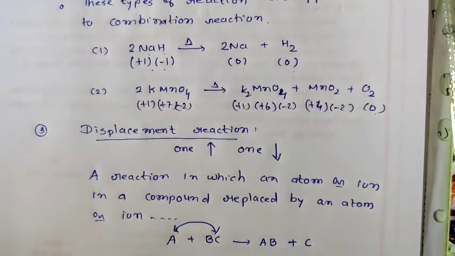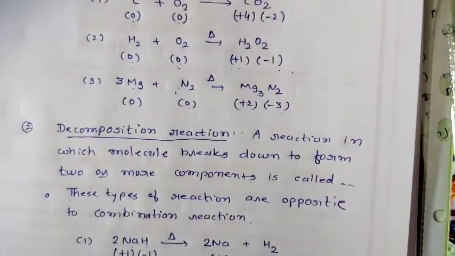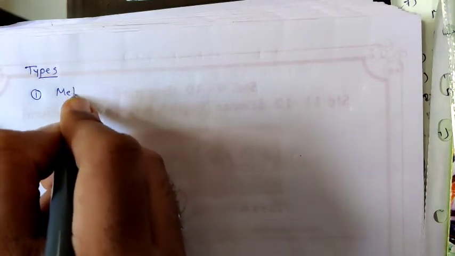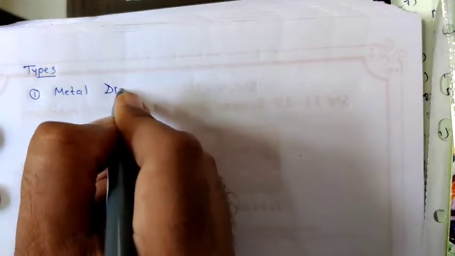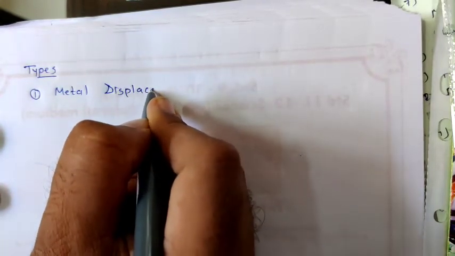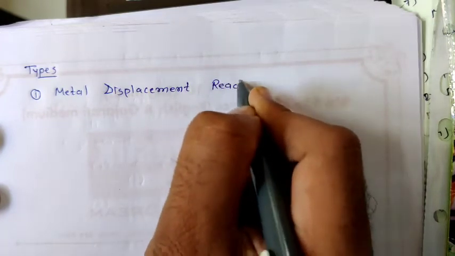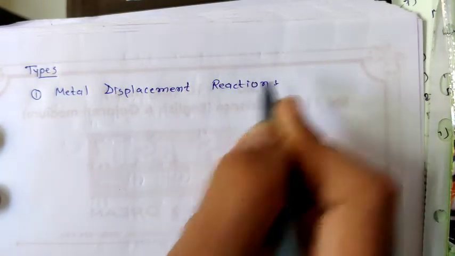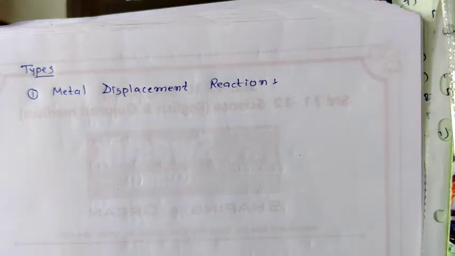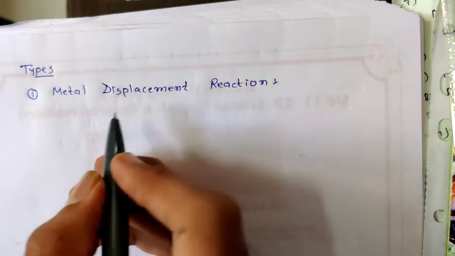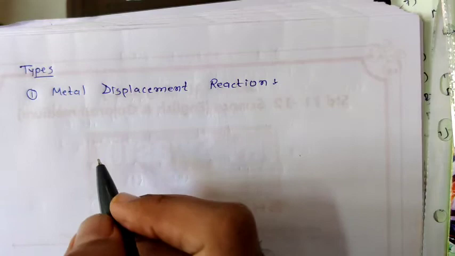But there are two important types of displacement reaction. Which types of displacement reactions are here? We will see the types. Number one, metal displacement reaction. Now we will explain this metal displacement.